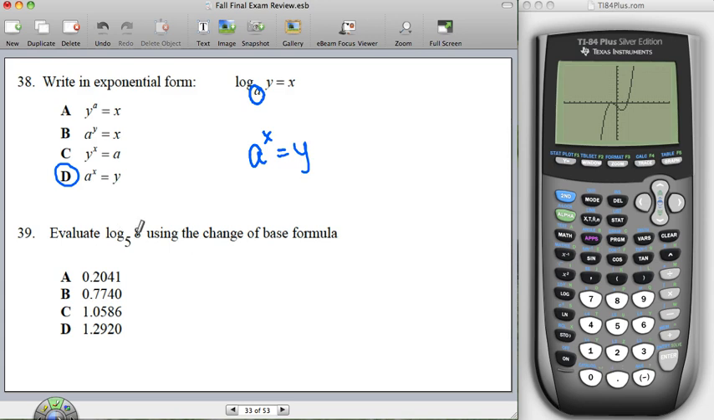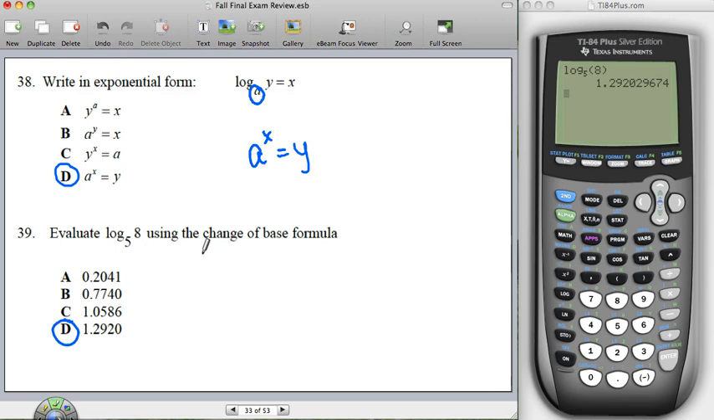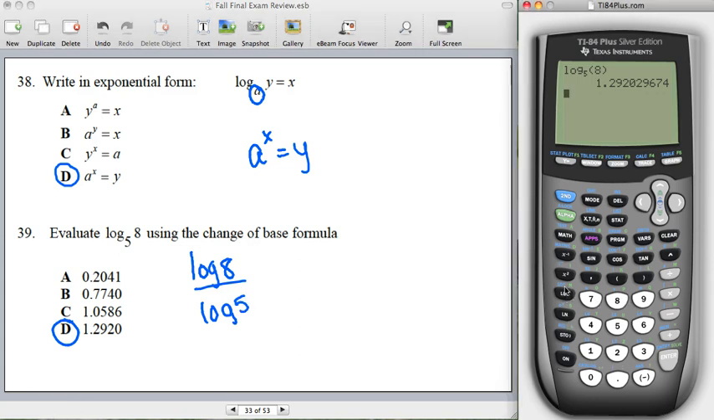Evaluate log base 5 of 8 using the change of base formula. We can use the change of base formula if we want to, or since we have our lovely TI-84, I'm going to hit alpha window, select number 5. My base for that is 5. In there is 8, and that gives me 1.2920. Change of base formula, that would be log of 8 divided by log of 5 if you wanted to do that, which would give us the same thing. Might as well use a shortcut, alpha window number 5.